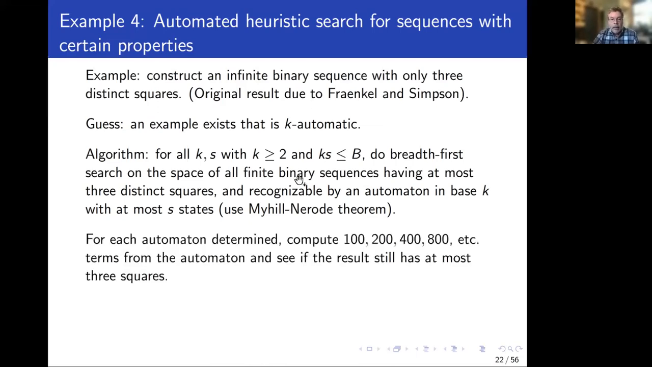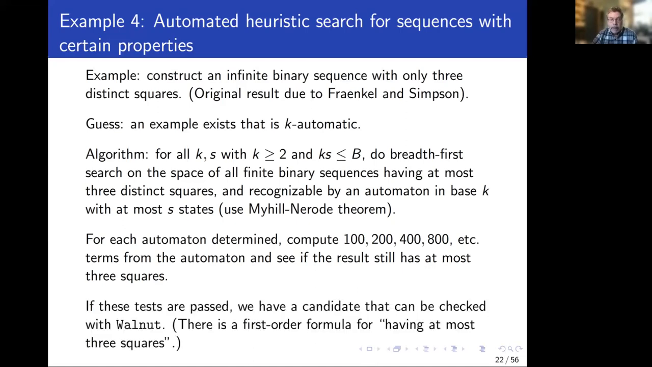And for each automaton, the sequence that you get is recognizable by some automaton whose structure you can deduce with the Myhill-Nerode theorem. Then you run that automaton on the first 100 or 200 or 400 or 800 integers and see if the result still has at most 3 squares. If it seems to, then you have a candidate. And then you can run that candidate through Walnut, because there's a first order formula for having at most 3 squares.